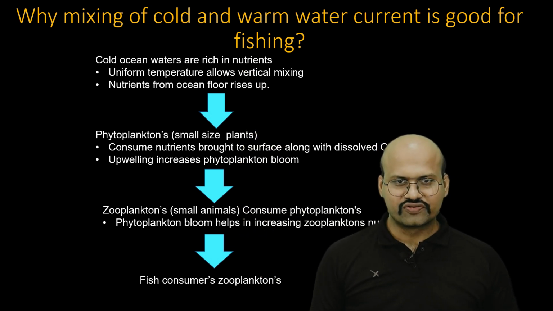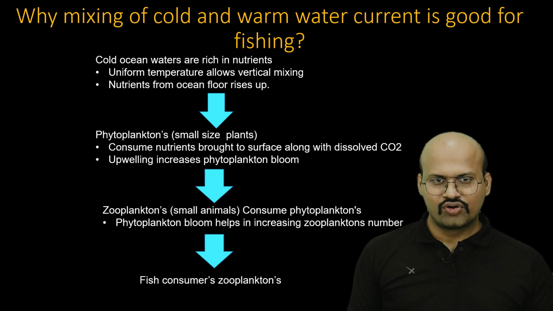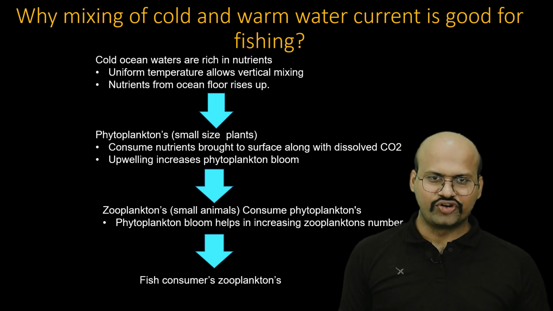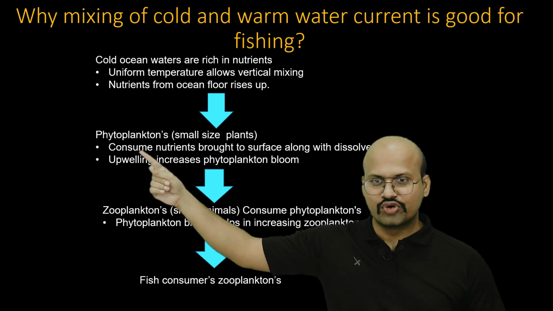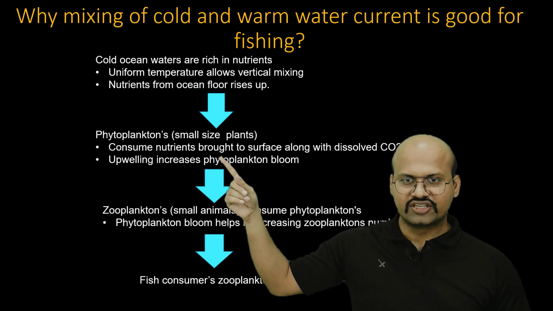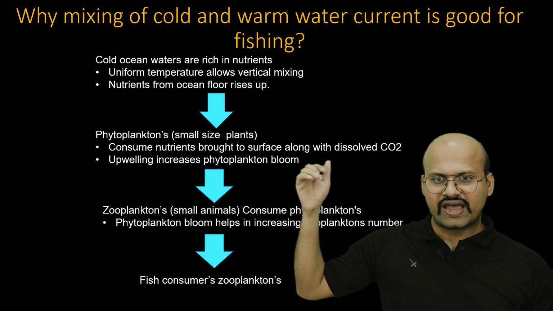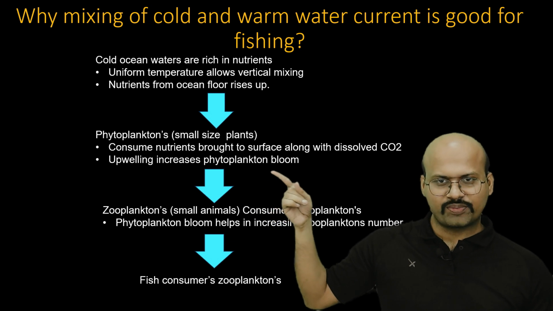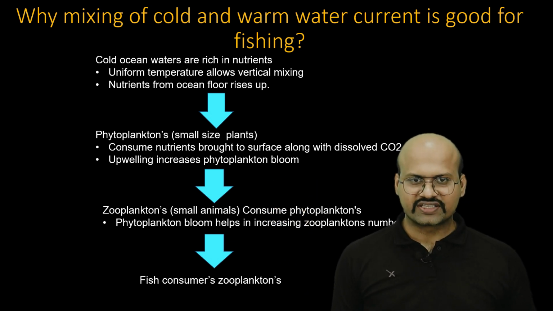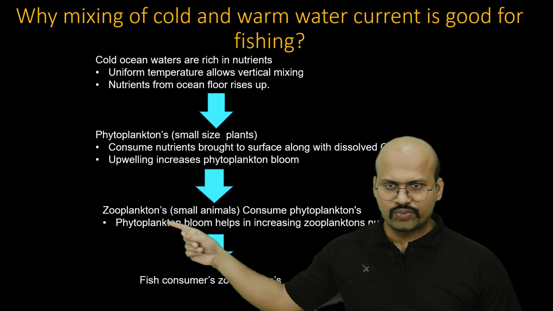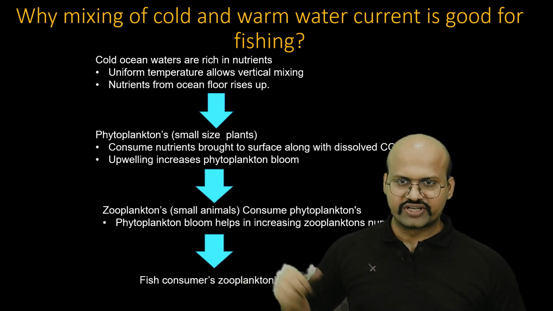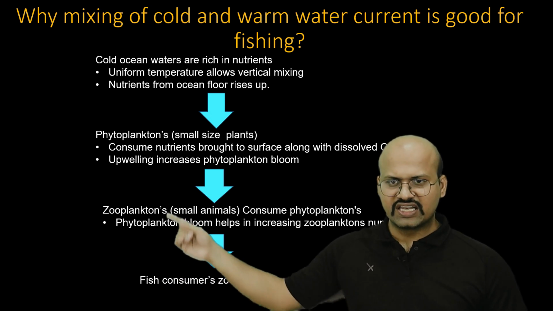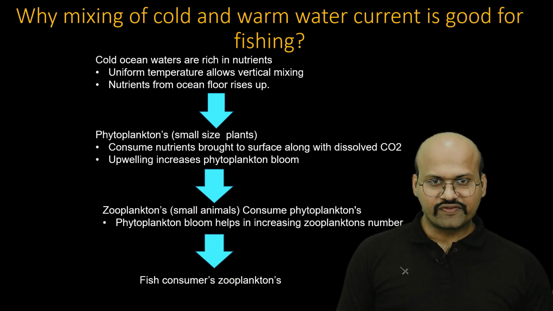Now, when these cold ocean waters meet the warm ocean waters, there is an abundant supply of nutrients as well as a favorable temperature. Therefore, we see a boom in phytoplankton, which consume these nutrients and the CO2, and there is a phytoplankton bloom. So a large number of phytoplankton start to exist over there. Zooplanktons are small animals which consume this phytoplankton, so their number also increases. Many fish live on these zooplanktons, and therefore we see that there is an increase in fish population in these regions.